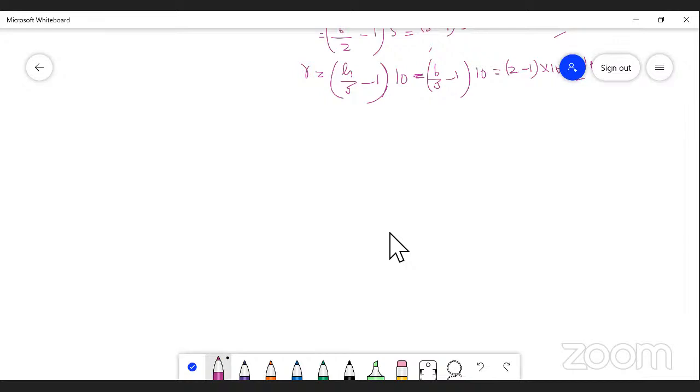A potentiometer wire of length L and a resistance 10 ohm is connected in series with a battery of EMF 2.5 volt and a resistance in its primary circuit. The null point for a cell of EMF 1 volt is obtained at a distance L by 2. If the resistance in the primary circuit is doubled, then the position of the new null point will be. This is a simple problem, but will take some time. This is problem number 5.